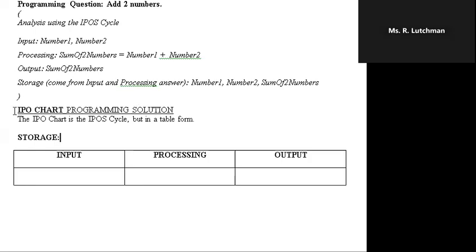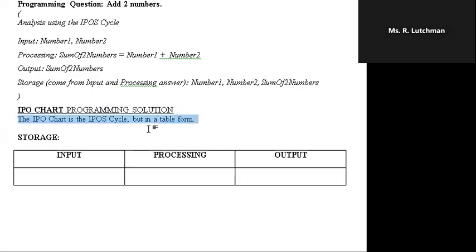Next, we move on to the IPO Chart programming solution. So just to review, we're looking at the programming question or problem to add two numbers. We already did the analysis where we identified input, processing, output, and storage. And now we're moving to our IPO chart.